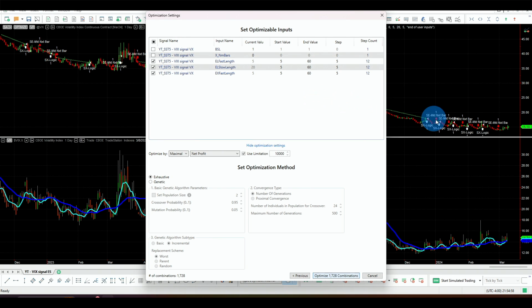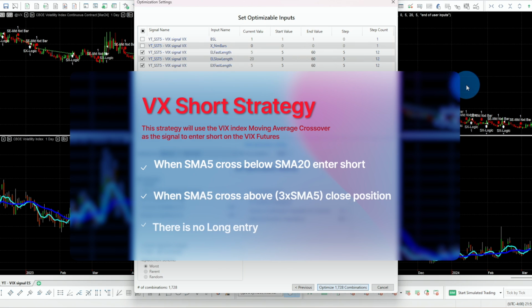In any case, currently for this strategy, I was using the same settings. So 5 and 20: 5 for the fast moving average and 20 for the slow moving average. And for the exit, I am using 5 as the fast moving average.